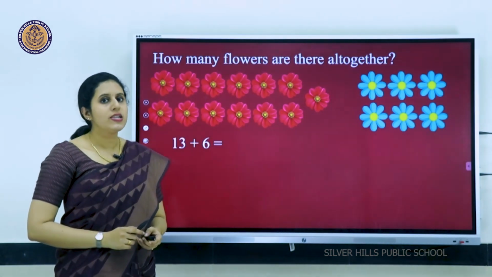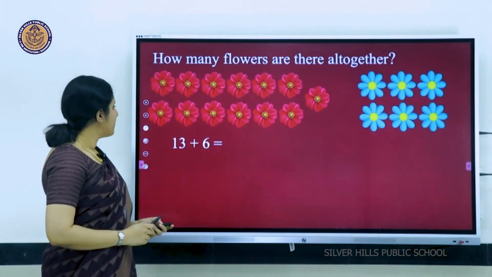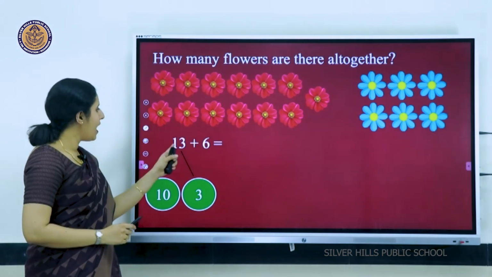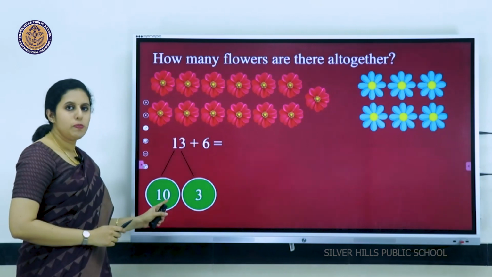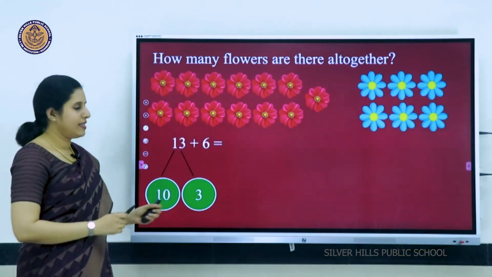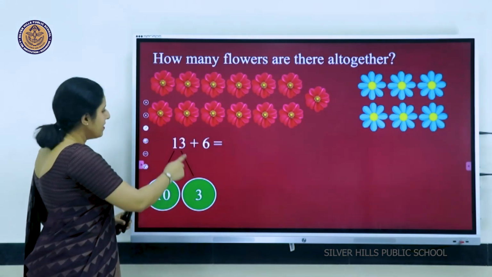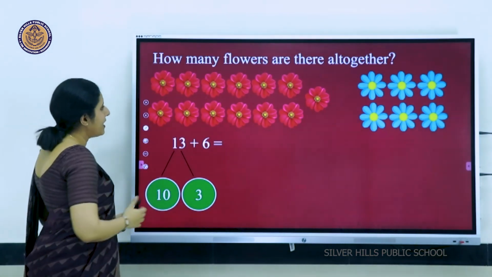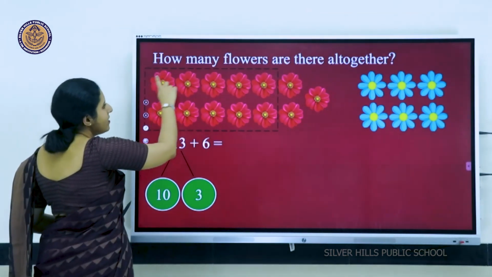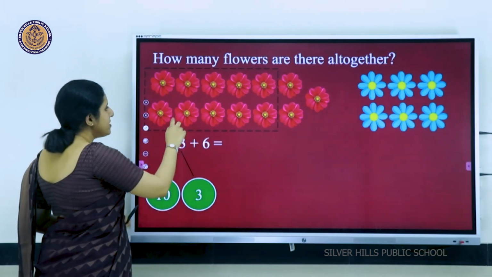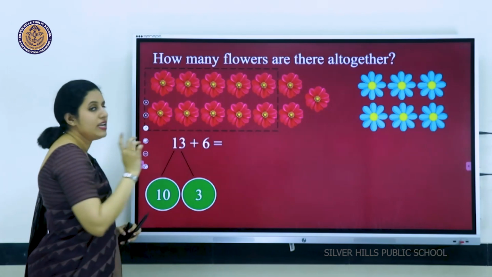How do you do such problems? By regrouping. First we see how 13 flowers can be made into a group of 10 by splitting it. 13 can be split as 10 and 3. You can look at the picture here. See how I have split 13 red flowers into a group of 10 and outside 3 red flowers.